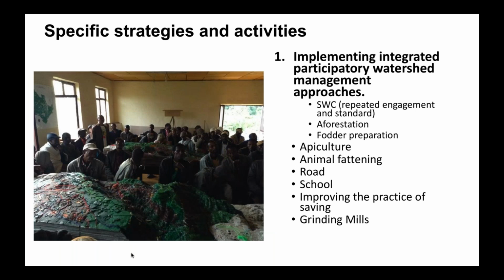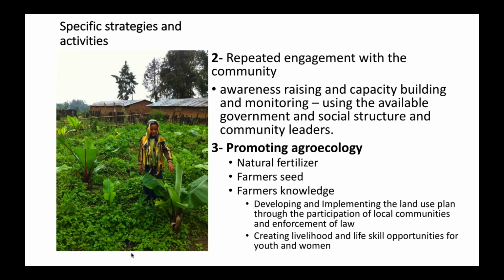So, what are the strategies and typical activities that are identified? The first one was implementing an integrated participatory watershed management approach: soil conservation, afforestation, fodder, apiculture, animal fattening, roads, school, improving the practice of saving, grinding mills. All these are part of the integrated participatory watershed management approach. That's what they said. Second was repeated engagement with the community, awareness raising.